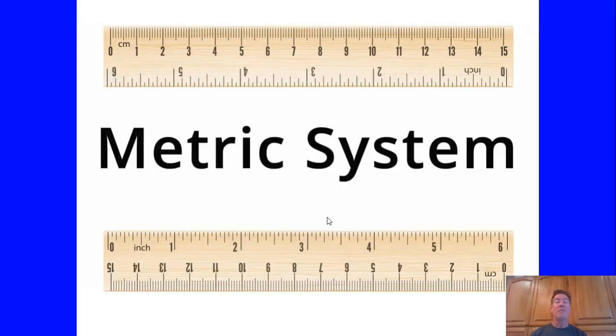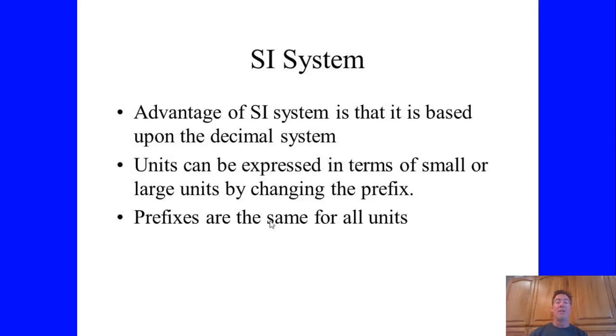So, what is the metric system? Well, it's the SI system. What are the advantages? One huge advantage of the SI system is it's based on the decimal system, which means everything is in multiples of 10. And that is very, very convenient and useful. And it obviously lends itself very easily to being expressed in scientific notation because, again, that's based on powers of 10 as well.